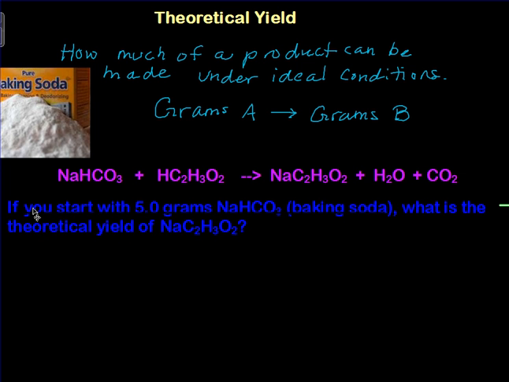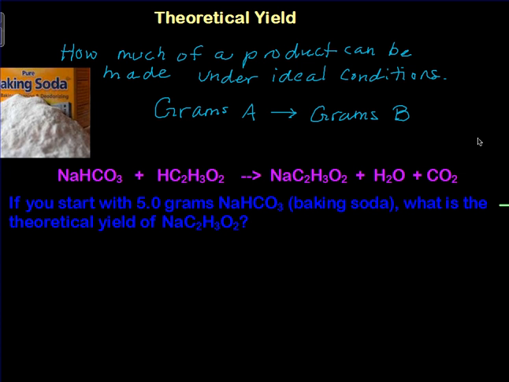Okay. So typically when we have a theoretical yield question, it's going to look something like this. Okay. It's going to be asked in this format. So if you start with 5.0 grams of sodium hydrogen carbonate, also known as baking soda, what is the theoretical yield of sodium acetate? That's this right here. So when it says theoretical yield, remember that that should be implying grams.